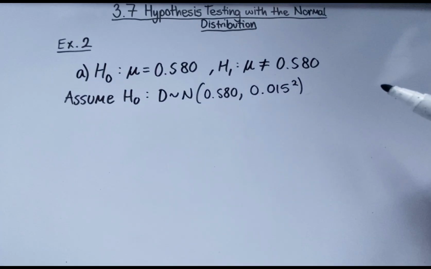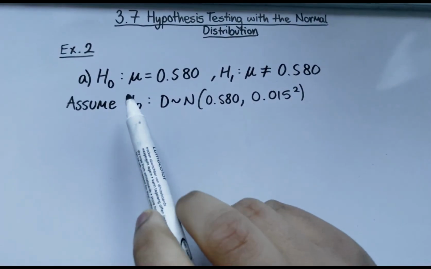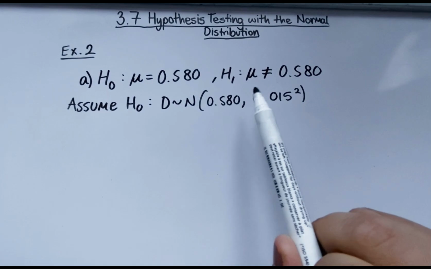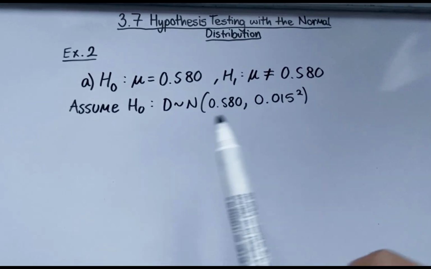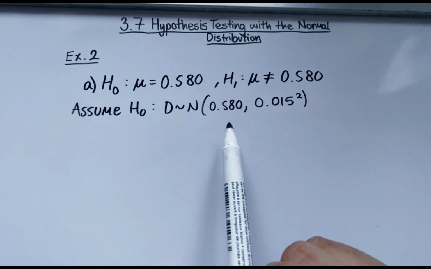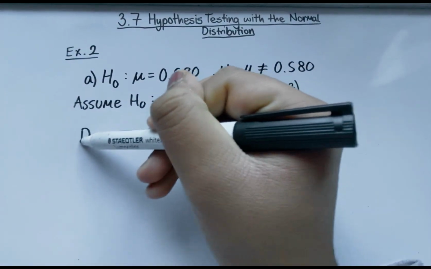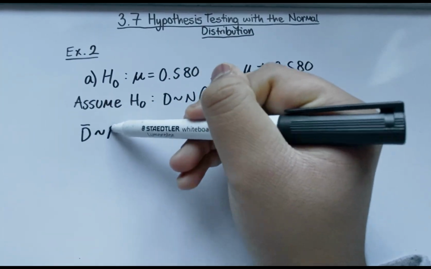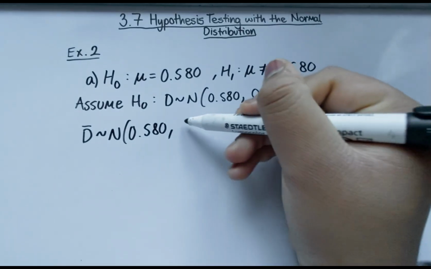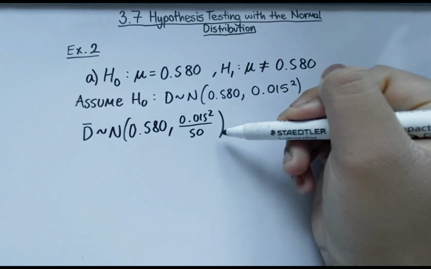We're testing to see if the mean has changed, not if it's just greater or less than. So our null hypothesis will be mu is equal to 0.580, and our alternative hypothesis will be mu is not equal to 0.580. We're assuming H0, so we say that the diameters are normally distributed with a mean of 0.580 and a standard deviation of 0.015. This means that our sample mean, d bar, will be normally distributed with the same mean 0.580, this time a variance of 0.015 squared over 50, which was the sample size.